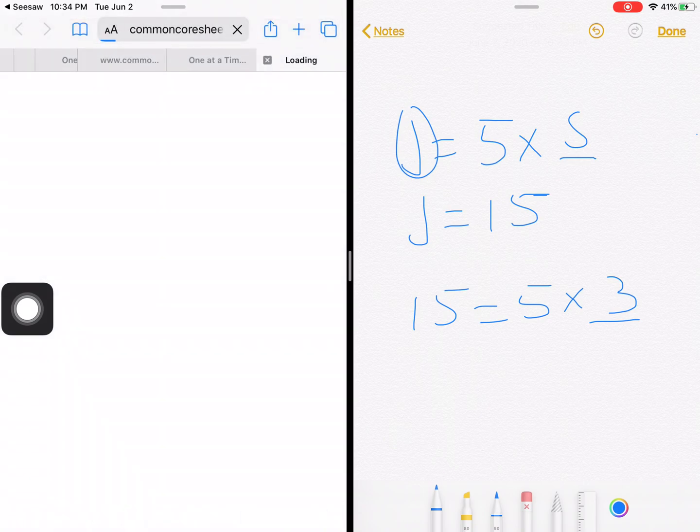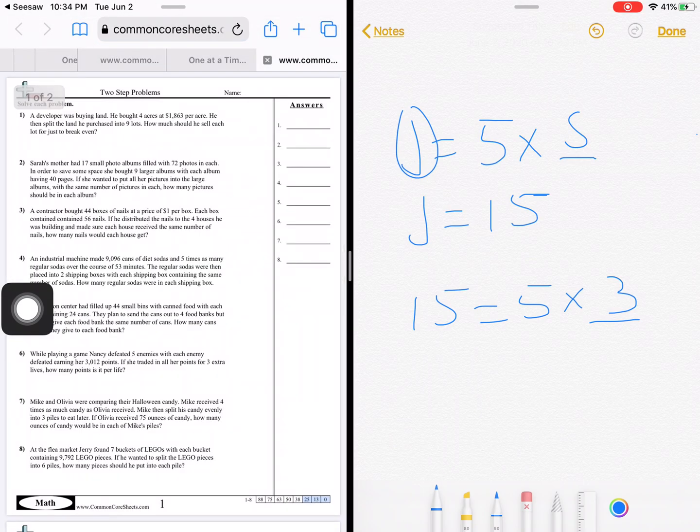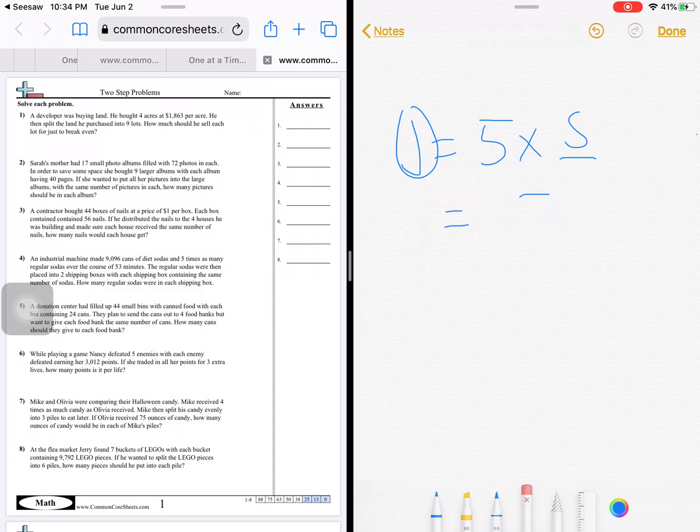I'm going to go ahead and go to the link. And you see that it opens up as a worksheet. So I could do it on a separate piece of paper, or I could put it in Notability and try to solve on the paper. I'm just going to leave it because I want to quickly show you how to do them.